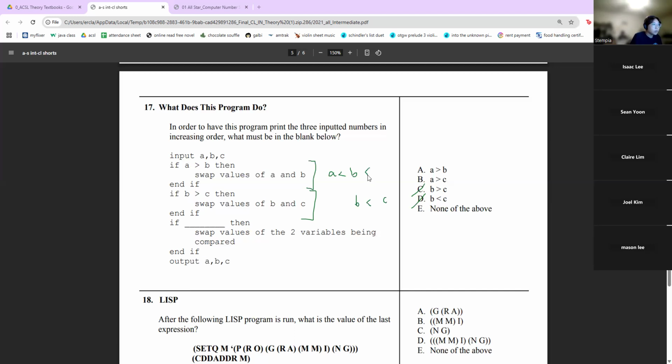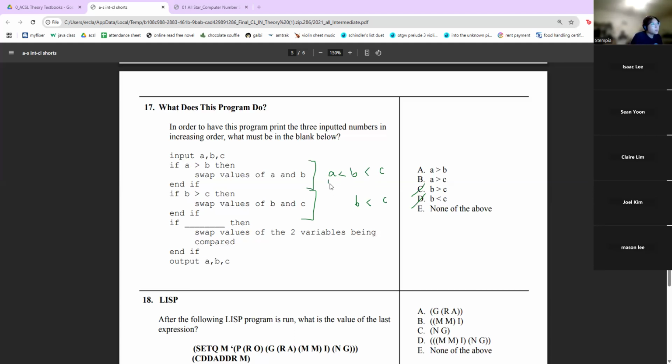However, okay, I'm going to try to explain this in a way that makes sense. The problem is I need to get it into your brains. Okay.